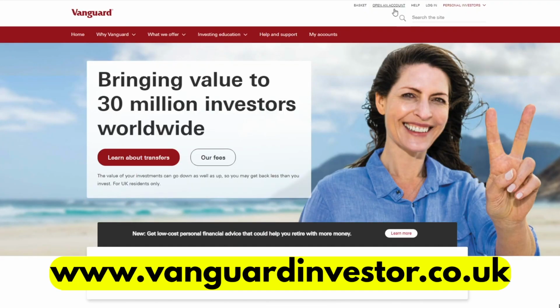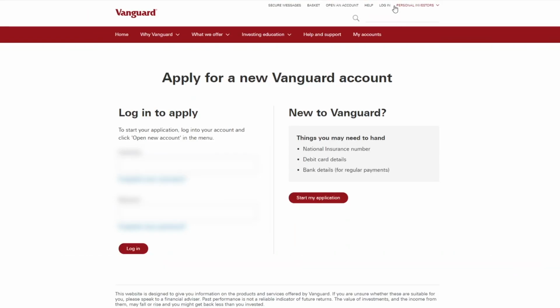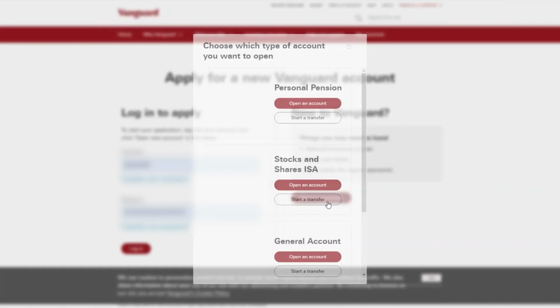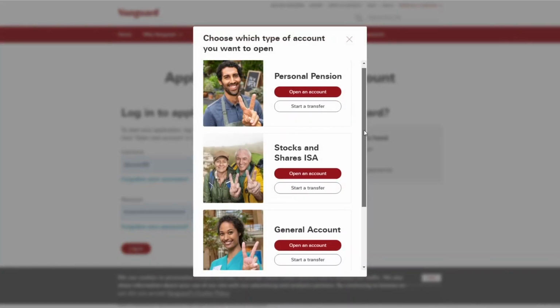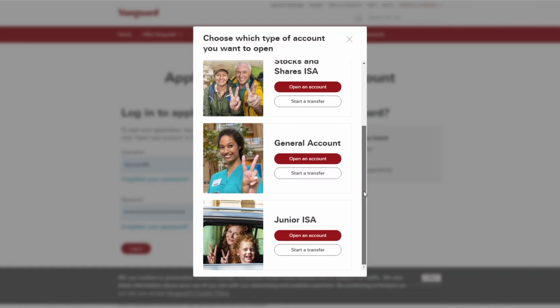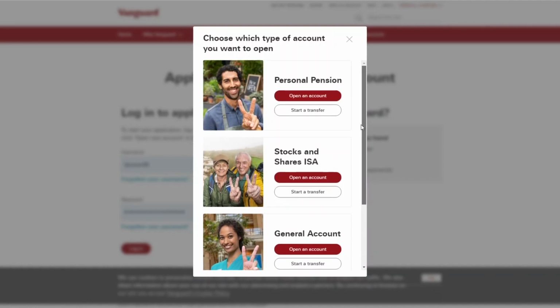So if you are an investor who wants to start investing with Vanguard, then of course the first thing that you're going to want to do is open an account. You can do this by clicking on the link in the top right corner, where you'll be given a range of account types to select from. This includes a personal pension, stocks and shares ISA, general investing account, or a junior ISA. Selecting the right type of account is extremely important. So I'll quickly summarise all of the options that we have.